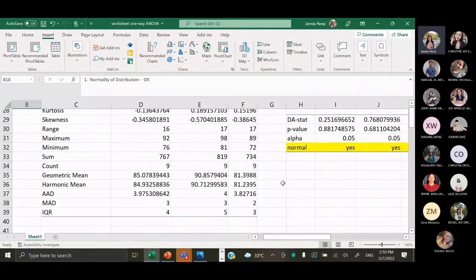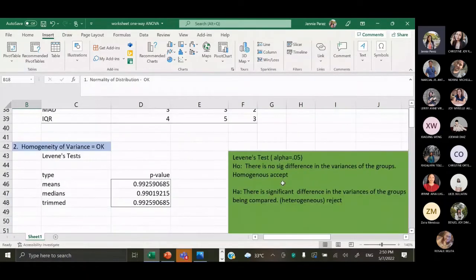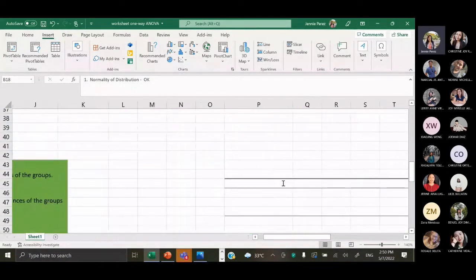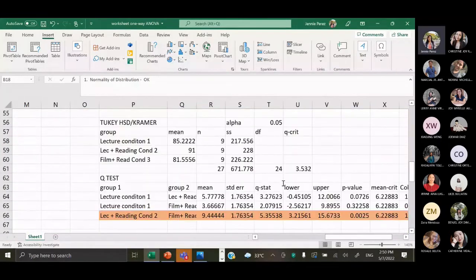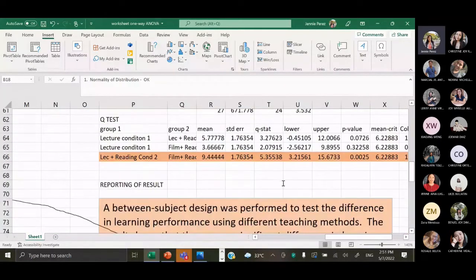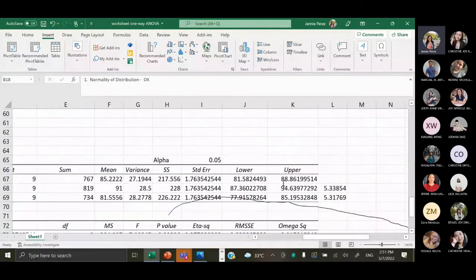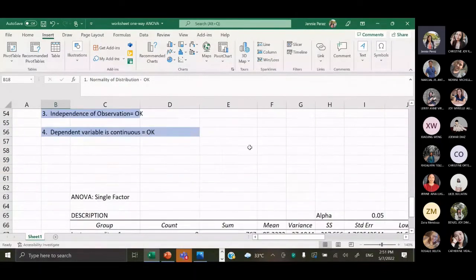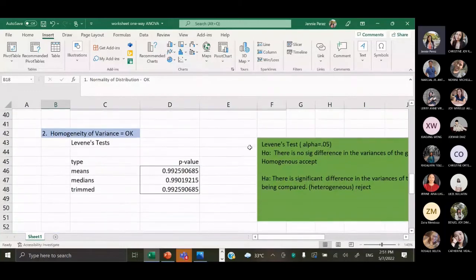Hindi ko na siya gawin. Andito na, lumabas na siya. Una, nilabas niya... Nasaan na yun? Ito. Nilabas niya. Kasama na rin ang Levene's test.